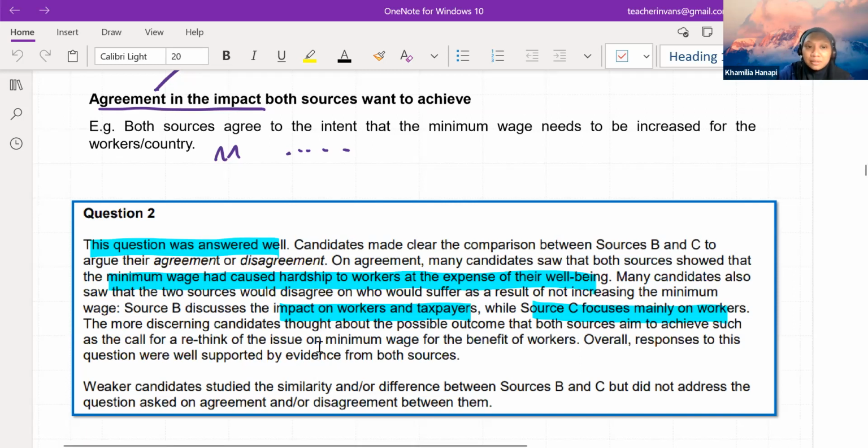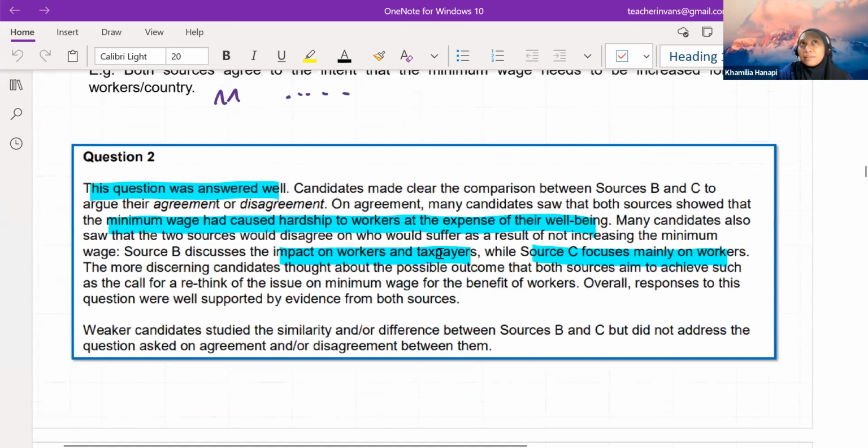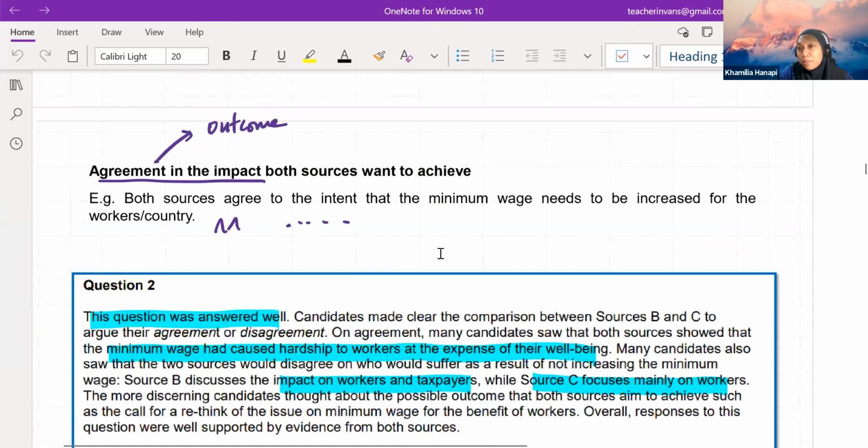The more discerning candidates thought about the possible outcome that both sources aim to achieve, such as the call to rethink the issue, that how minimum wage will actually benefit the workers. Okay, meaning this. That means both sources actually agree that the government or whoever is doing the minimum wage must be very careful and must work to improve this law such that everyone will benefit. So that is one part of it.